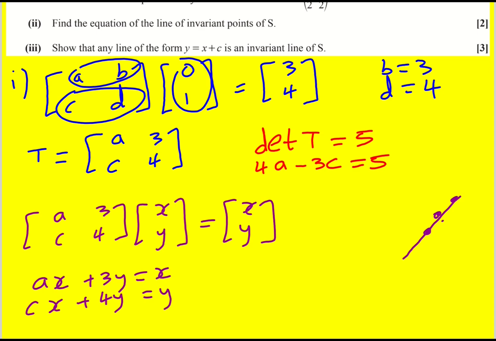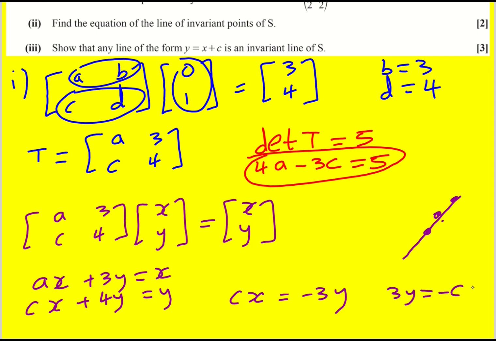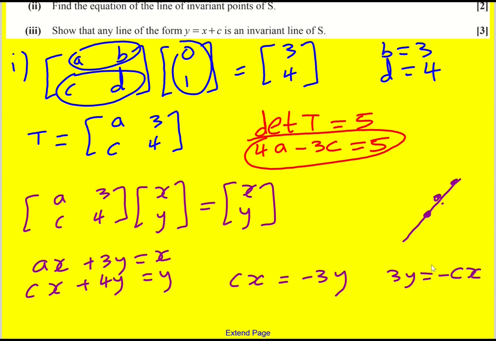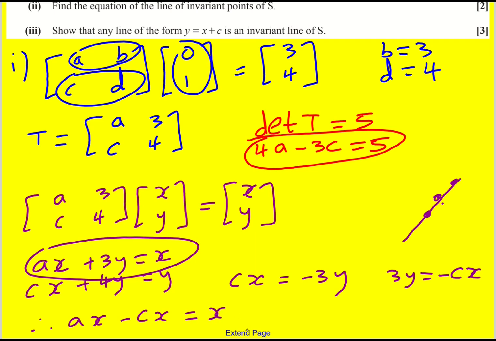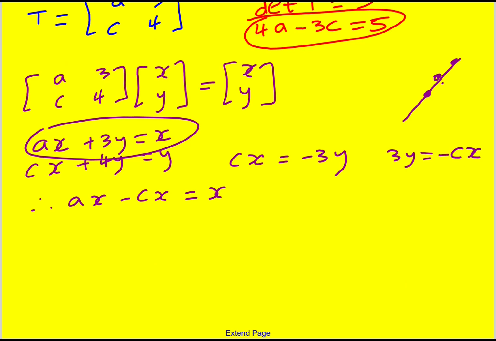Now don't forget about this up here. What we then have is that cx is going to equal minus 3y, or actually 3y is going to equal minus cx. And I can sub that into the first one. So therefore ax minus cx is going to equal x. And this is true along my whole line, so I can divide through by x. It must be that a minus c is equal to 1.